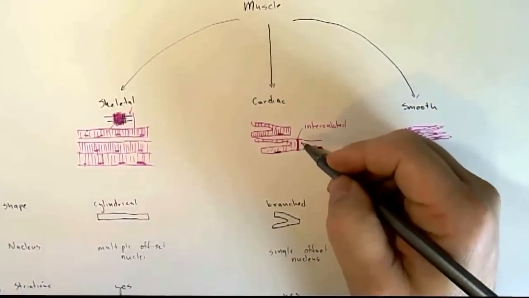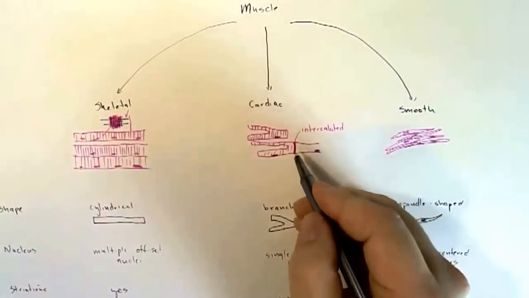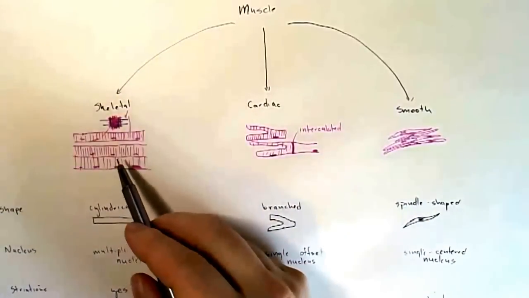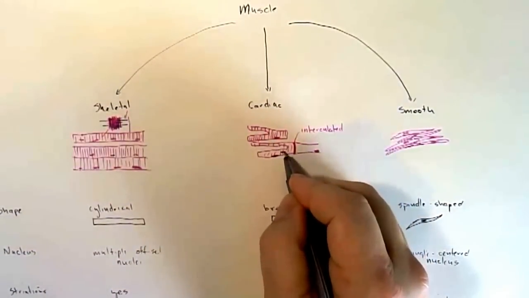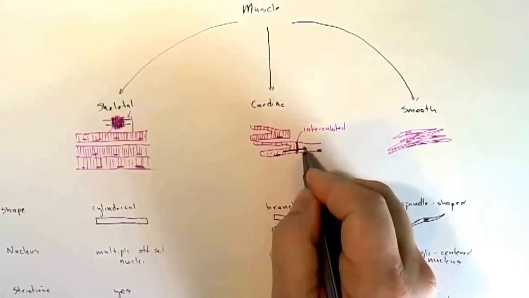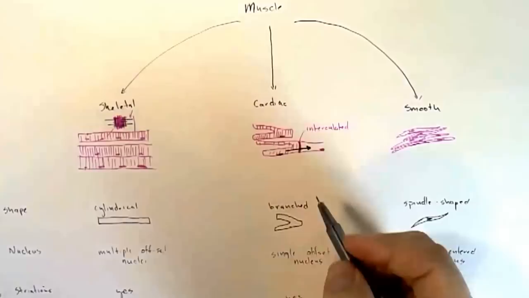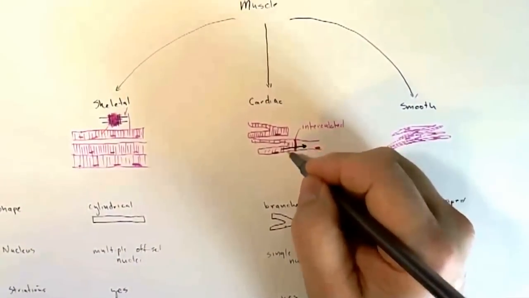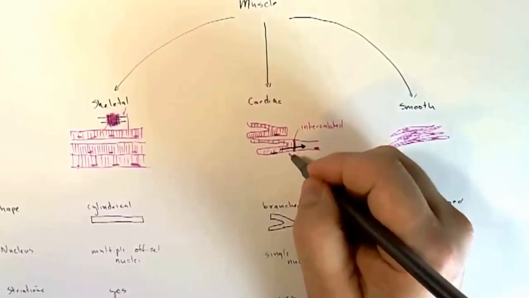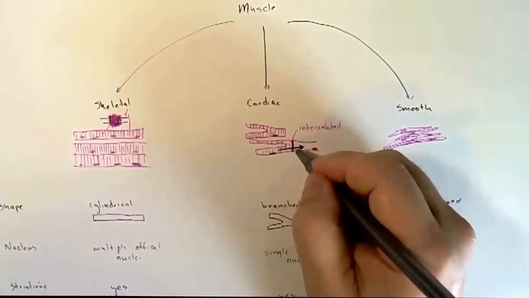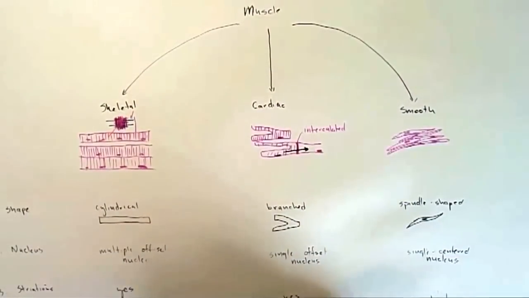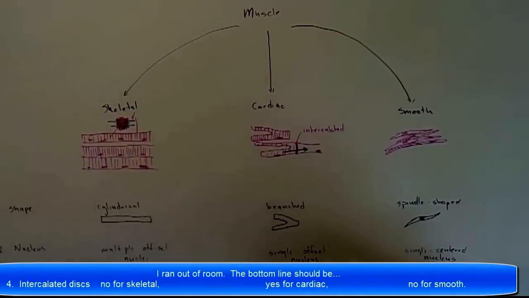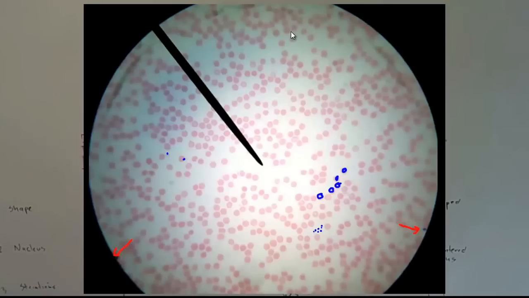Intercalated discs, again, are special to cardiac cells. In a cardiac cell, there are no nerves running along the muscle fiber to stimulate each fiber like there are in skeletal. So if you have an electrical pulse that travels from one cell to the next, and we haven't really learned about this yet, the intercalated disc is really just a bunch of gap junctions that allow that electrical pulse, which is really sodium and calcium ions, to flow from one cell to the next. So cardiac cells do have intercalated discs, but skeletal does not, and smooth muscle does not.